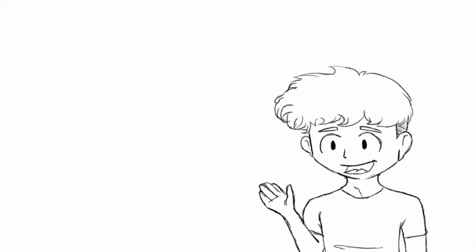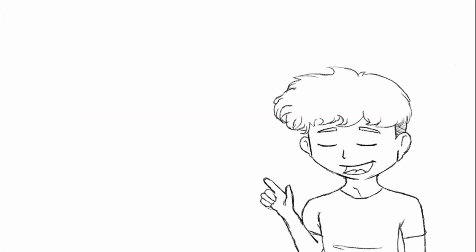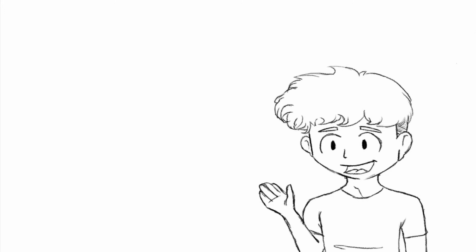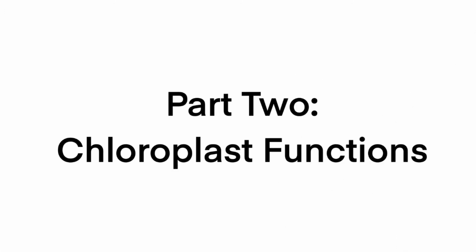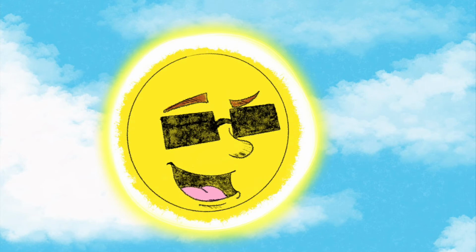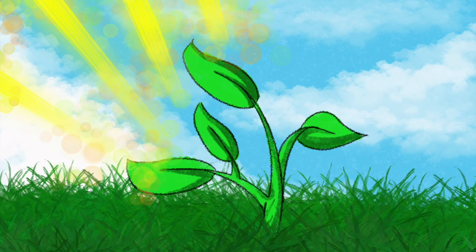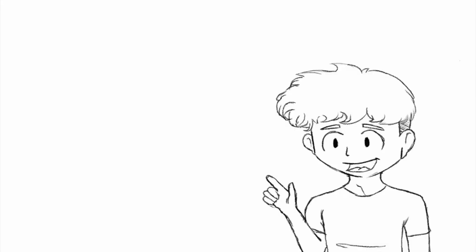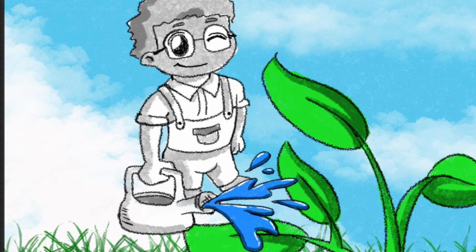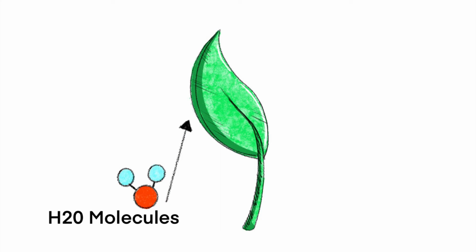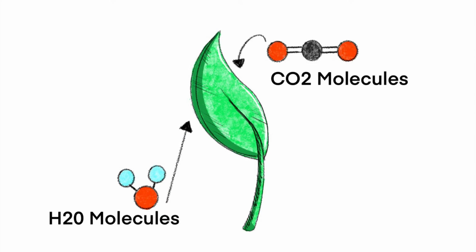So now that we got the structure of a chloroplast, it is time to see how this amazing organelle functions in photosynthesis. The first step in photosynthesis is when light energy from the sun is absorbed by the leaves. Just like you were told back in preschool, you must water your plants, so water is going inside of the plant to the chloroplast as well as carbon dioxide molecules.